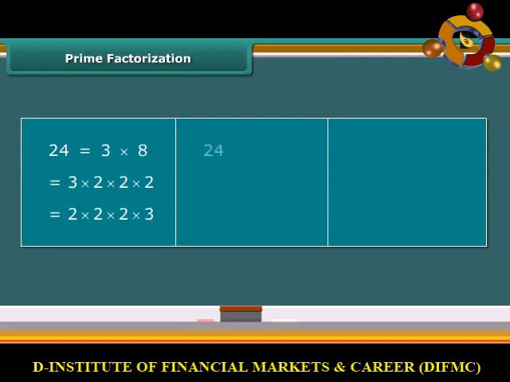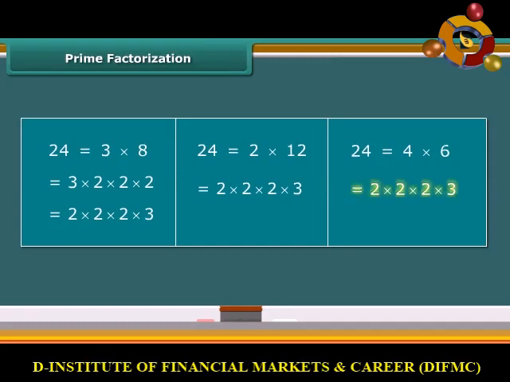We can also write 24 as 2 into 12. In this case, the factor 12 can be further factorized as 2 into 2 into 3. Thus, 24 can be written as 2 into 2 into 2 into 3. One more way in which 24 can be written is 4 into 6. The factor 4 can be further factorized as 2 into 2. The factor 6 can be further factorized as 2 into 3. 24 can again be written as 2 into 2 into 2 into 3.